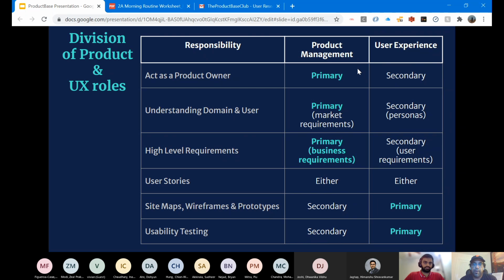And then comes the whole point of user stories, right? Who's actually writing those individual user stories for developers and the UI person to start building? Either one can take leadership on this. On sitemaps, wireframes, prototypes, the UX person is the primary role. Usability, again, the UX person's role is the primary role because they're the ones coming up with these concepts that they need to test in multiple places, whether it's in market or in a focus group or a user group. You're trying to do that on a limited scale before making a choice of one versus the other. So to me, this split is interesting to keep in mind.